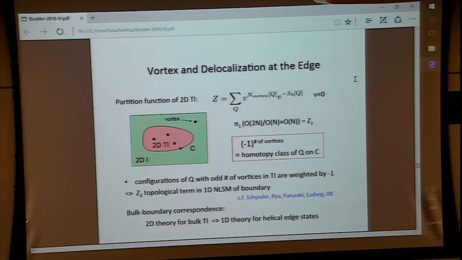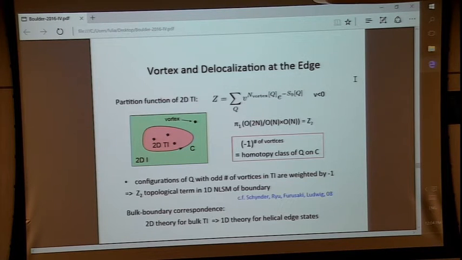Exactly. So if I want to look for those which give you a negative contribution, I only need to look at the boundary. And that's where you see that the boundary is special, because the boundary is helical, and the boundary has this term which makes the system localizable everywhere, but the boundary cannot be localized.